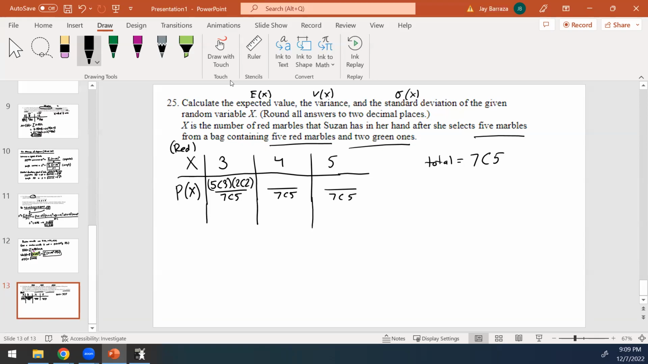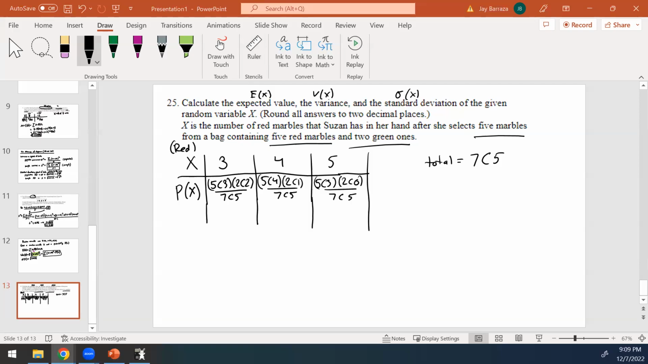And so from there, I just keep going with the idea. I have 5 red, picking 4 this time. I have 2 green, only choosing 1. 5 red, choosing 5. 2 green, choosing 0 of them, right? Are there any questions on that?